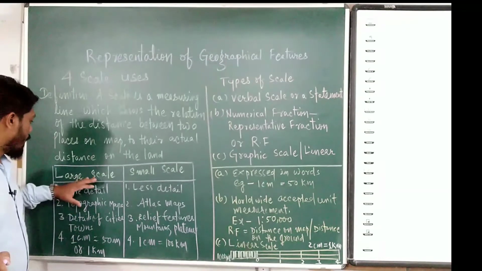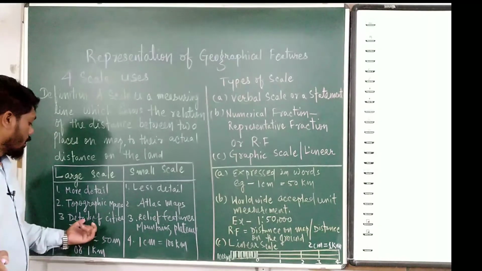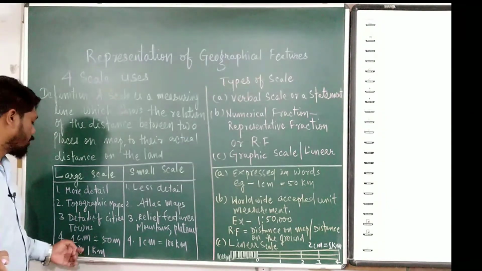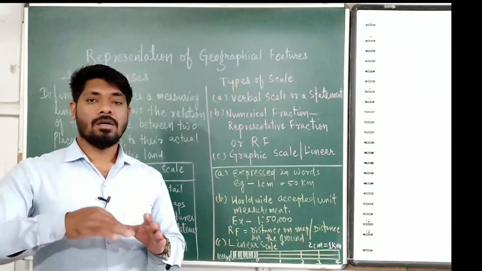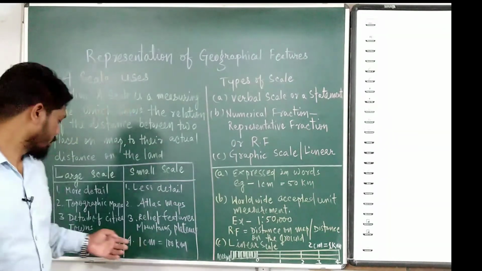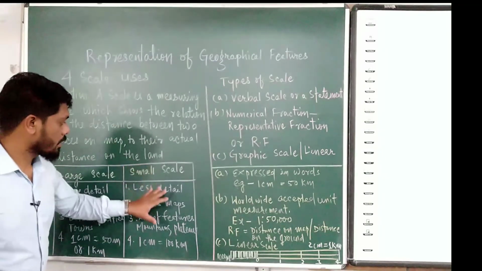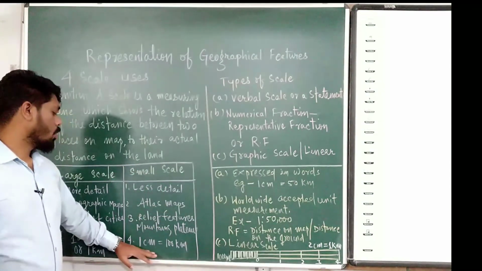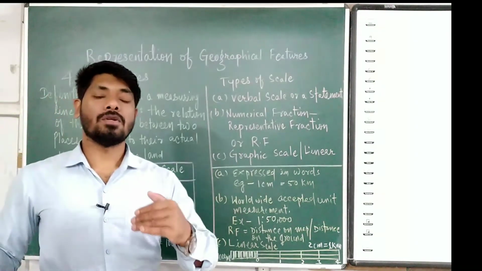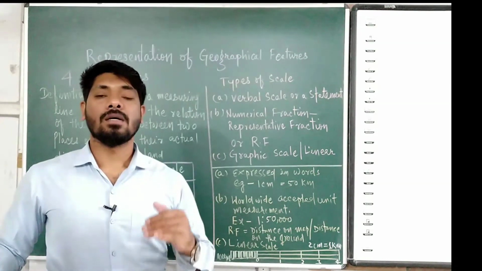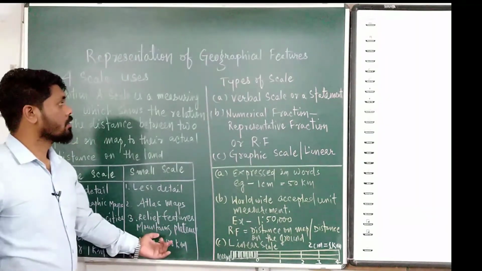A large scale map will have a scale such as 1 centimeter equals 50 meters, or 1 centimeter equals 1 kilometer. That means a small area is giving us more detail. But in a small scale map, the scale is taken as 1 centimeter equals 100 kilometers. So in 1 centimeter, 100 kilometers of the actual ground is taken, and more details cannot be shown.